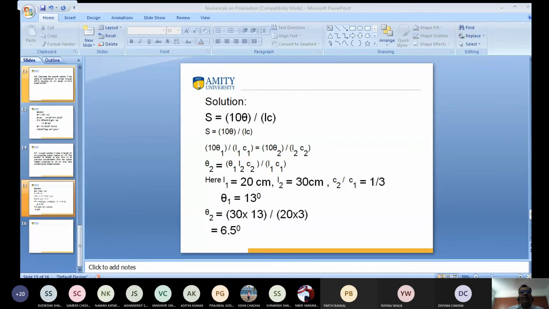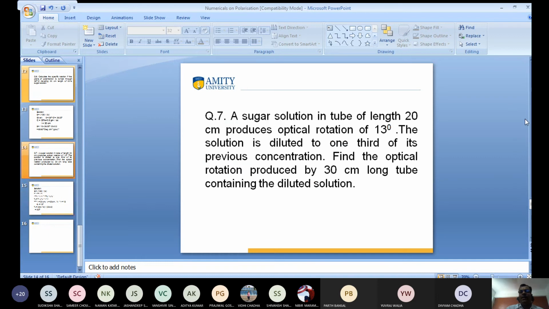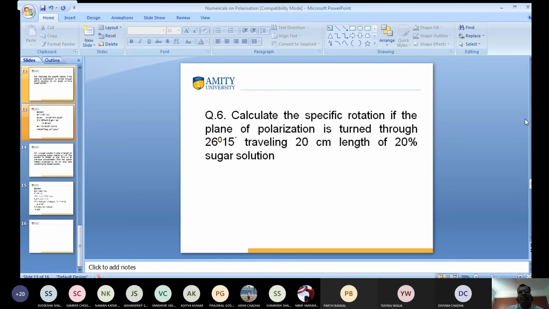What have we taken? First one is theta1, length L1, constant C1, and second is length L2, constant C2, and angle theta2. What do I want to calculate? The optical rotation produced by the second tube. So theta2 is equal to theta1 times L2 C2 divided by L1 C1. L1 is given as 20 centimeter, L2 is 30 centimeter. It is given that the ratio C2 by C1 is 1/3, and theta1 is given as 13 degree. Then what is the value of theta2? Theta2 is 6.5 degree.